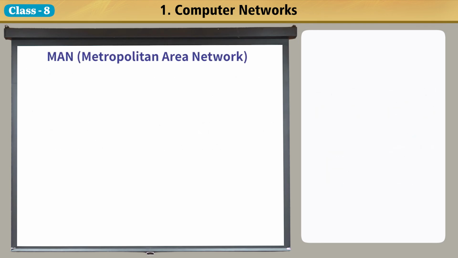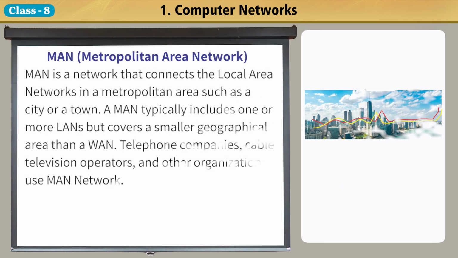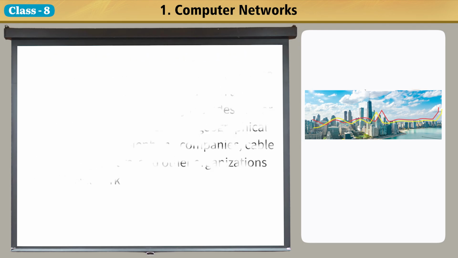MAN, Metropolitan Area Network. MAN is a network that connects the local area networks in a metropolitan area such as a city or a town. A MAN typically includes one or more LANs but covers a smaller geographical area than a WAN. Telephone companies, cable television operators, and other organizations use MAN networks.